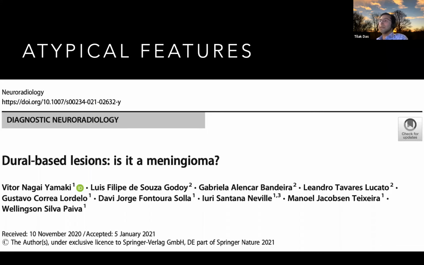Okay, so that was a brief diversion to subtypes, which you probably never need to remember again. So what about tumors that are not meningiomas? Are there any features of a meningioma or of a dural tumor that we can use to try and work out, to try and predict this?